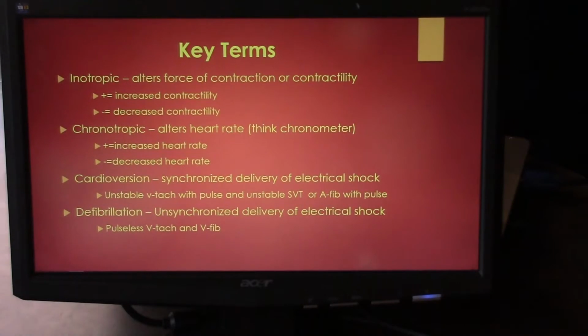Metoprolol is a beta blocker. It can also decrease the force of a contraction and conserve oxygen for the myocardium.